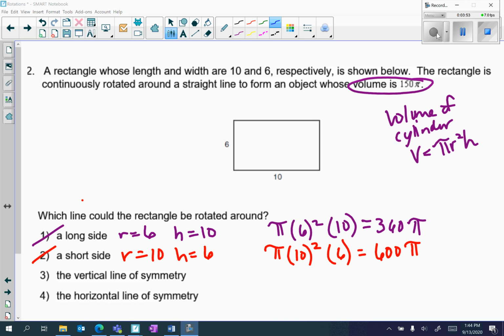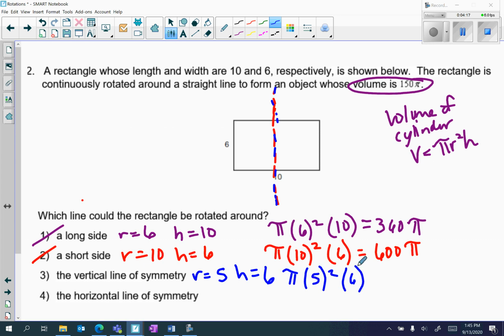Next, we have the vertical line of symmetry. Remember, vertical is up and down, so if I did it here, my radius would be half the 10, which would be 5, and my height would still be 6. So let's put it into the formula. Pi times the radius, which is 5 squared, times 6. 5 squared is 25. 25 times 6 is 150 pi. That matches my volume of 150 pi, so the answer choice would be 3.